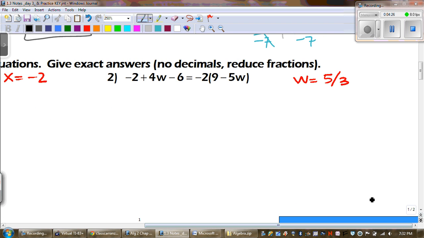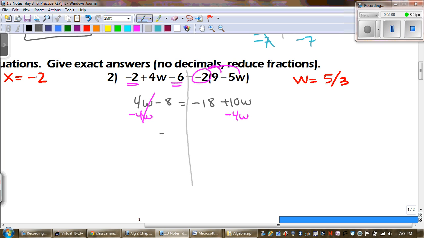All right, let's go to the other side. Problem number 2. On the left side, I'm going to combine my like terms, and we get 4w minus 8. And on the right side, we need to distribute. And when we distribute, we get -18 plus 10w. So I need to move the smaller variable. So my variable is on one side, I get negative 8 equals negative 18 plus 6w.